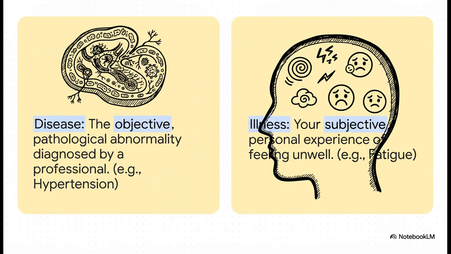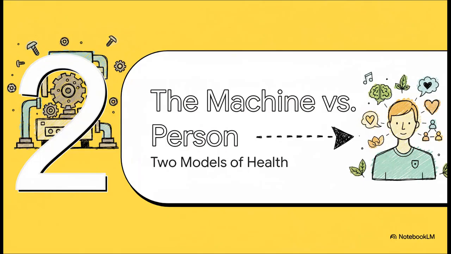And to get even more specific for your exam answer, you need to know the difference between disease and illness. A disease, that's the objective biological thing a doctor can find, like high blood pressure. But illness, that's your subjective, personal feeling of being unwell. And here's the crucial part. You can have a disease, say very early stage cancer, without any illness at all. You feel totally fine. This little distinction is actually key to understanding why the old models just don't cut it anymore. So, with that groundwork laid, let's get into the first big model.